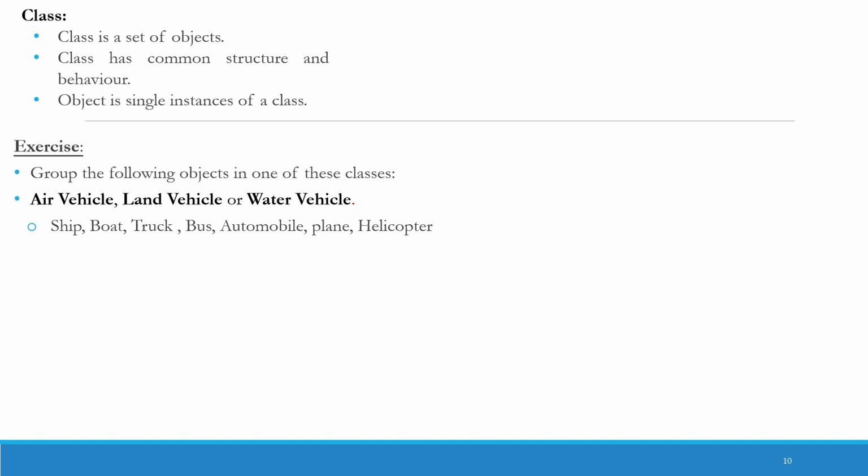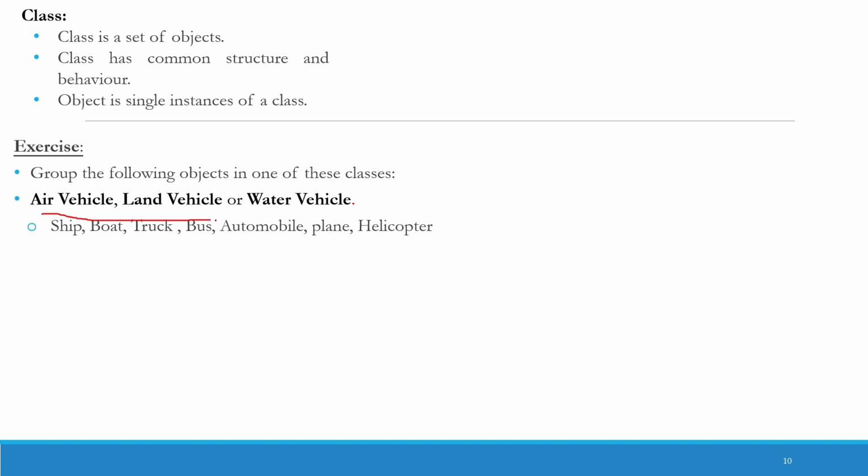Grouping the following objects into one of the classes. Let's have an exercise. We have three classes as shown below. The first class is air vehicle, the second one is water vehicle, and the third one is land vehicle. And we also have the given objects. What we are to do here is decide which class each object belongs to.